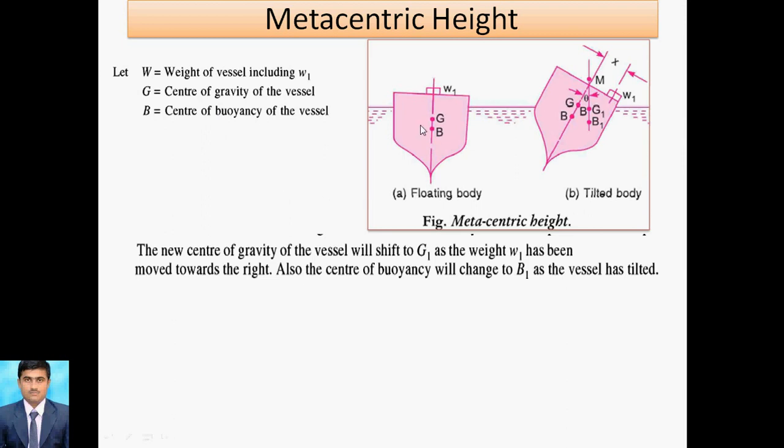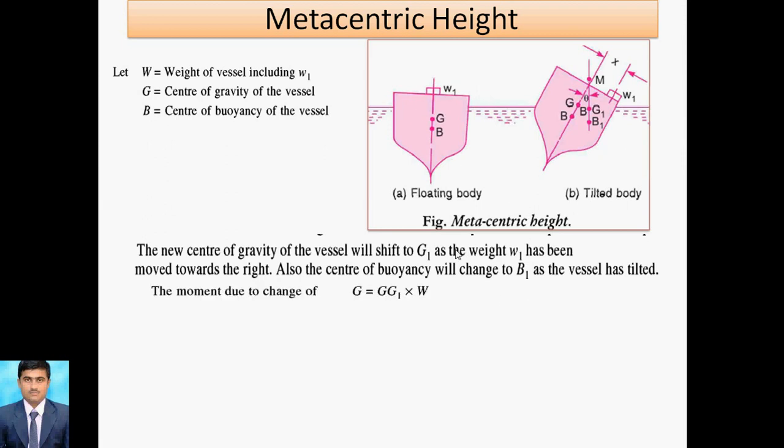Now when you start oscillating the body, the metacenter forms, and the center of gravity shifts to G1, and the weight W1 has been moved towards the right. The center of buoyancy also shifts to B1, right? So these points, G1 and B1, are different because they are shifted, because W1 is moved towards the right hand side. This is regarding the metacentric height.